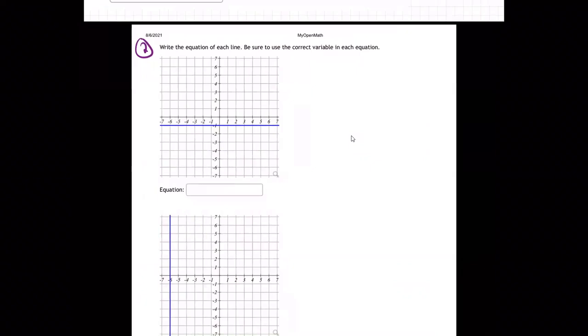Well, the main thing is to remember that this is the y-axis and this is the x-axis. You know, the vertical axis is the y and the horizontal axis is the x. Same thing here, right? This is the y-axis. This is the x-axis. So, okay, look at my line.